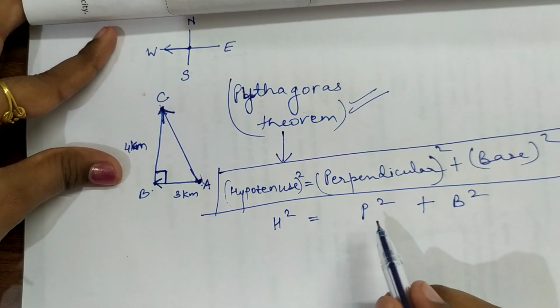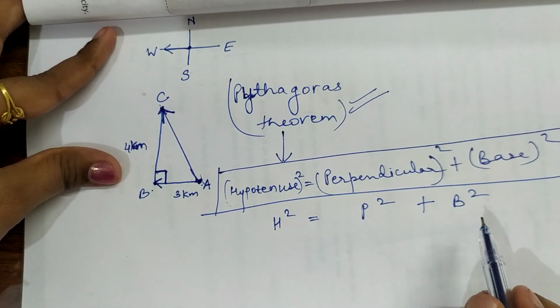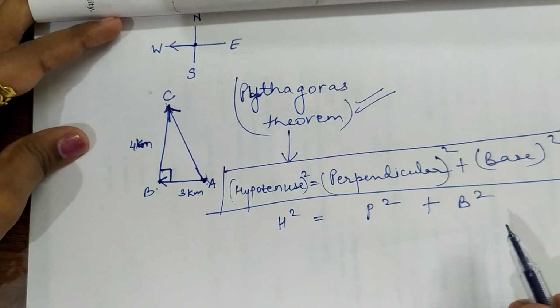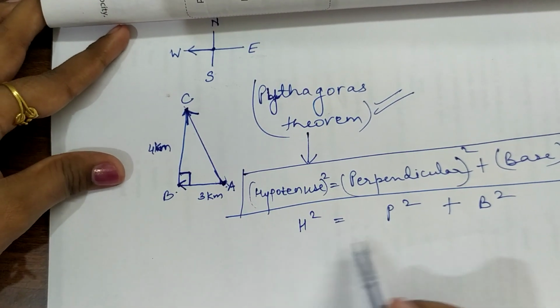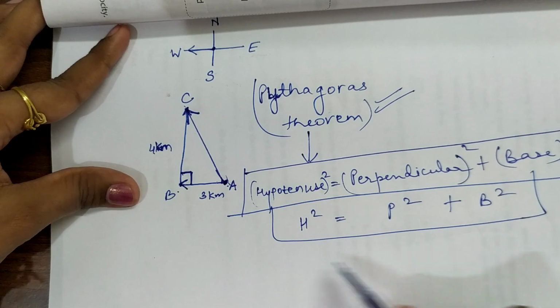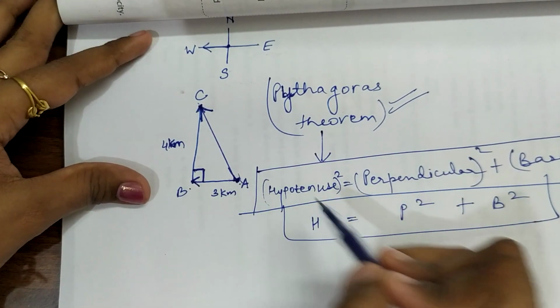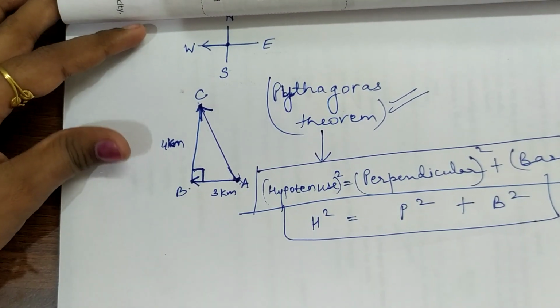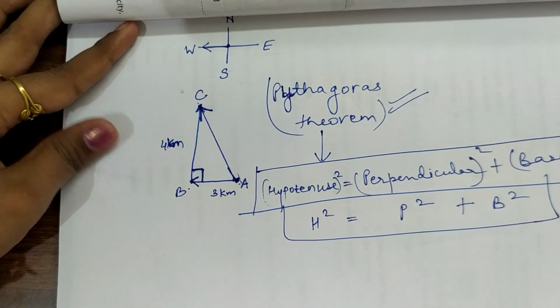That is, hypotenuse square is equal to perpendicular square plus base square. Okay, and if we give the formula according to the names, we can also write it like this. What is the hypotenuse here? I have not yet explained what the hypotenuse is.